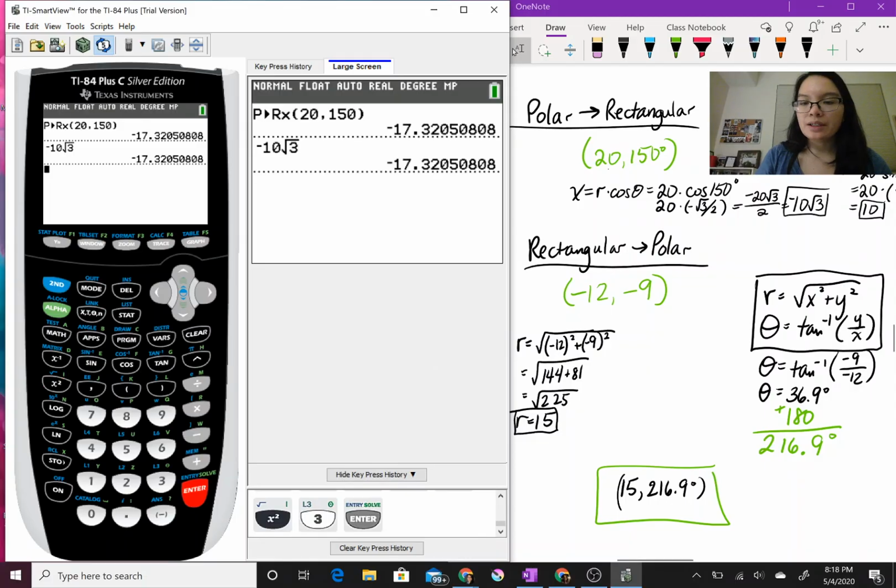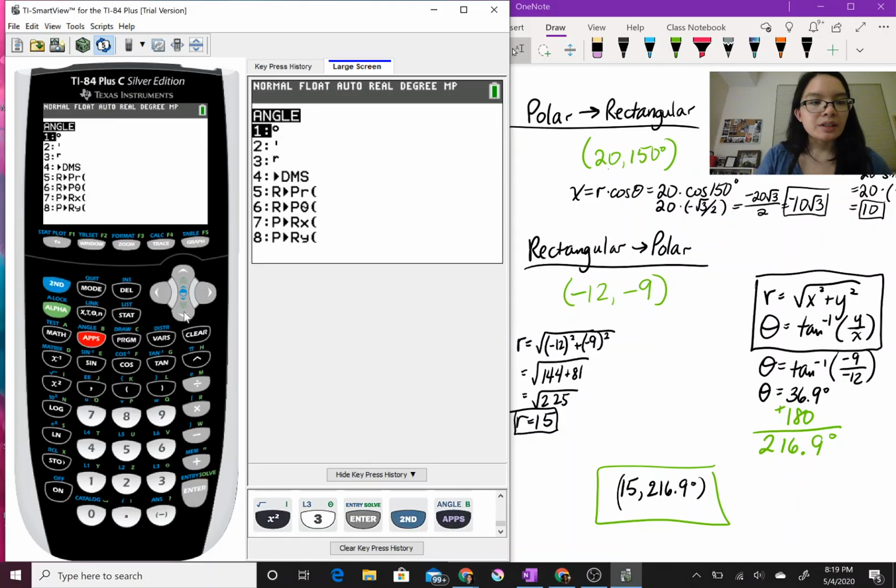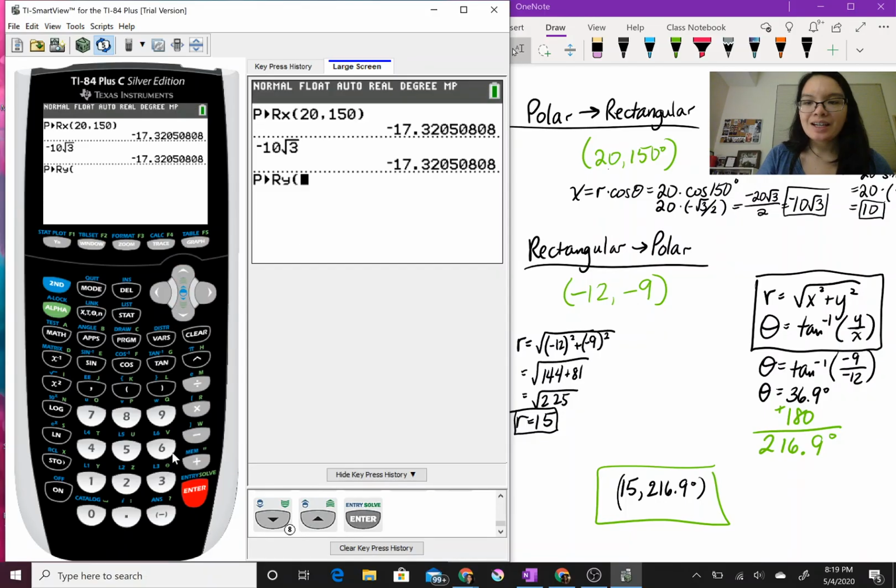Okay. For the Y, we're going to do the same thing. We're going to go over to angle, and then we're going to go down to polar to rectangular. Oh, I went too far. Okay, here we go. Click enter, and then I'm going to put in again 120, comma 150. Oh, excuse me, not 120. So I can just delete that one. So delete. Okay, and then 20, comma, 150, close parentheses, and I have 10.